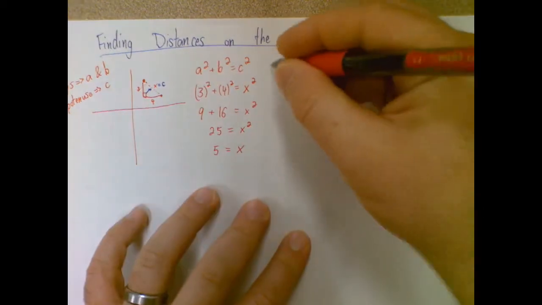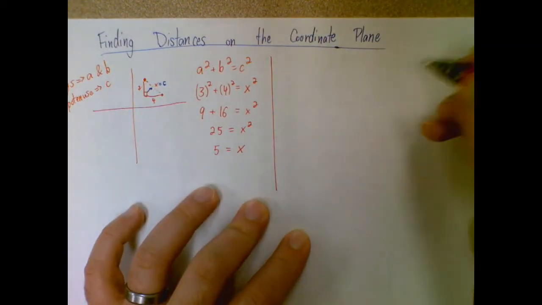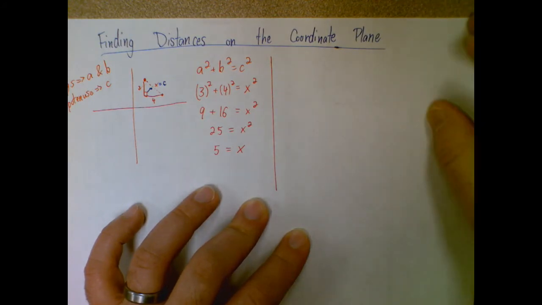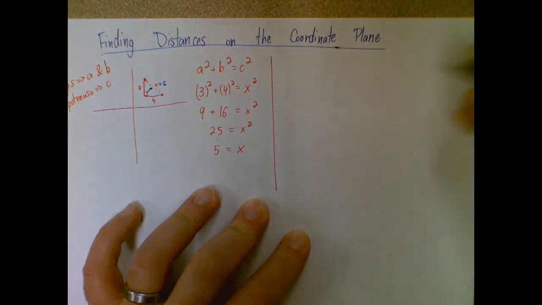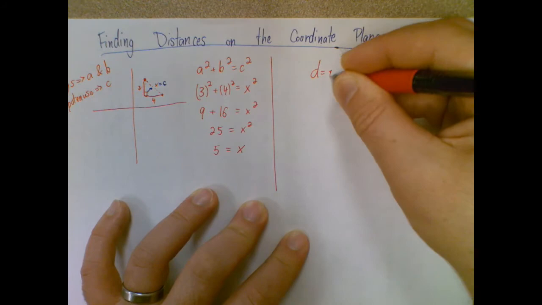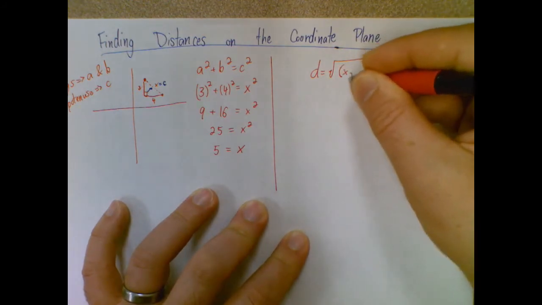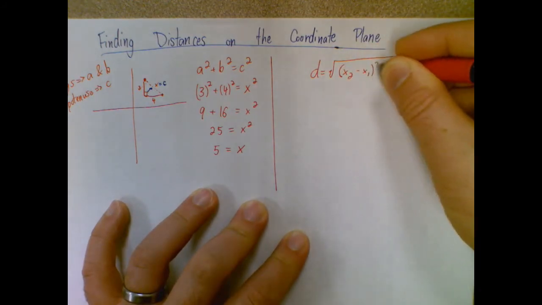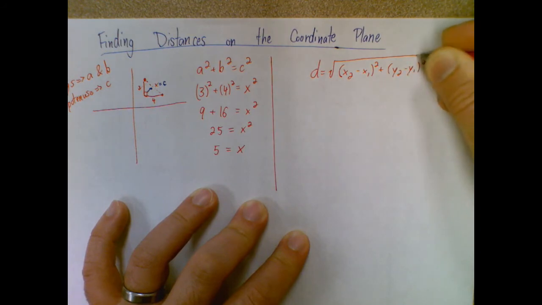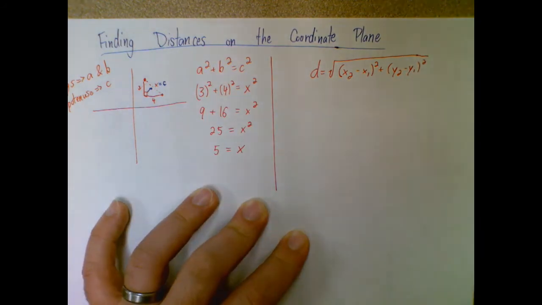Now, if you don't, if you have the coordinates instead, you're going to use something that is derived from the Pythagorean theorem, but looks a little bit different. It looks a little bit more chaotic. So it looks like this. And it is known as the distance formula.